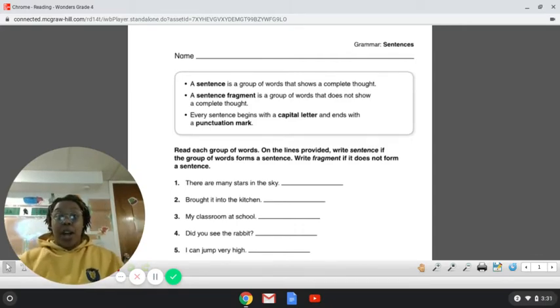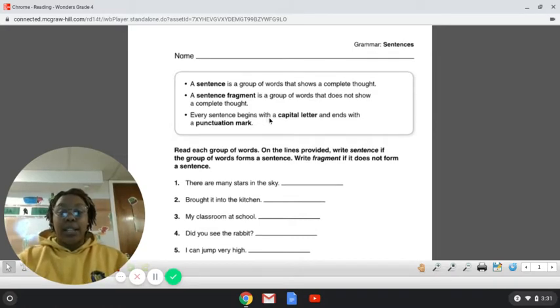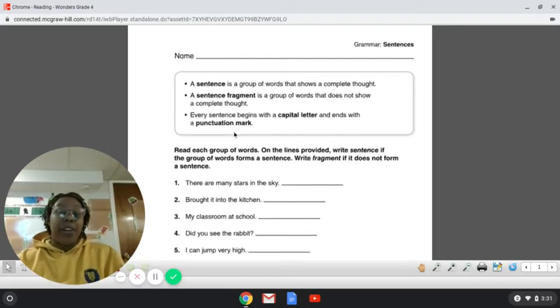not the entire thought. Every sentence begins with a capital letter and ends with a punctuation mark. So that could be a period, a question mark, an exclamation point, some sort of punctuation to let you know that the sentence has ended.